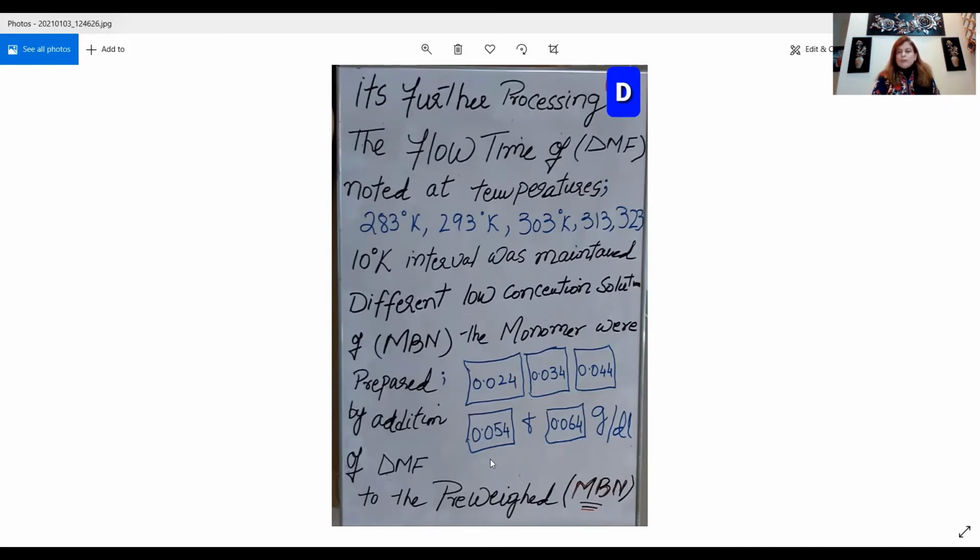So that was the reason for the low concentrations which I have used here, and these were all in grams per deciliter. The samples were prepared by taking the pre-weighed MDN, that is methylene bisnaphthaldehyde.